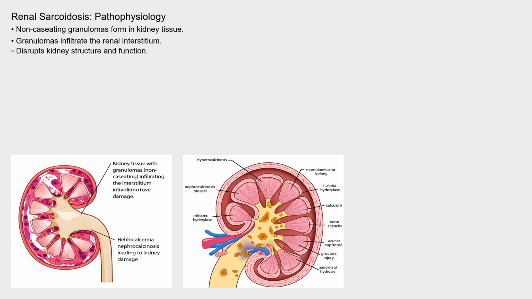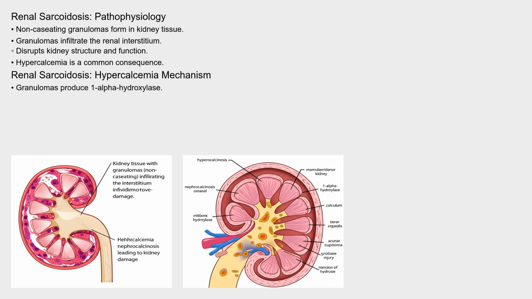A common consequence is hypercalcemia, or elevated calcium levels in the blood. This happens because granulomas produce 1-alpha hydroxylase, an enzyme that converts vitamin D to its active form, calcitriol, which enhances calcium absorption in the gut. High calcium levels can then lead to nephrocalcinosis, the deposition of calcium in the kidneys, causing further damage. Granulomas and nephrocalcinosis can impair the kidney's ability to filter waste and regulate fluid balance, potentially leading to acute kidney injury or chronic kidney disease.